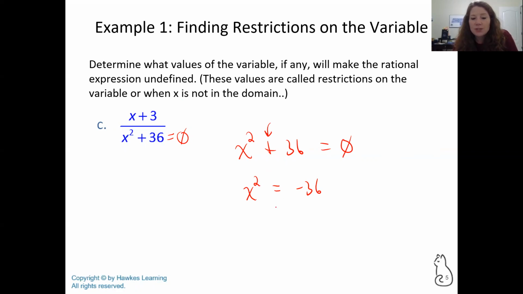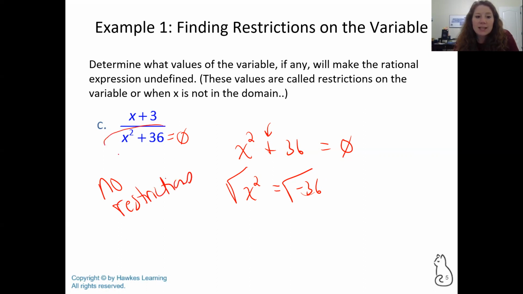So there are no restrictions on this one. Because if I try to find the square root of both sides, this is an undefined answer. So there are no restrictions on this particular problem. And one of the reasons I know that is that this cannot be factored unless I use the quadratic formula, where b is 0. No. So there are no restrictions.